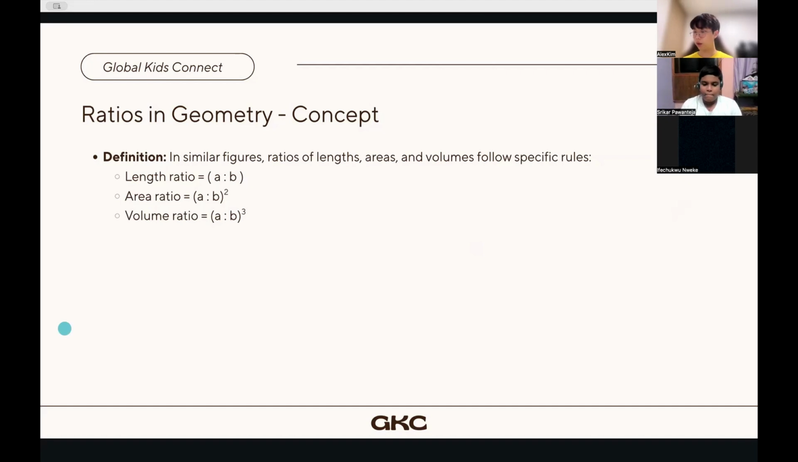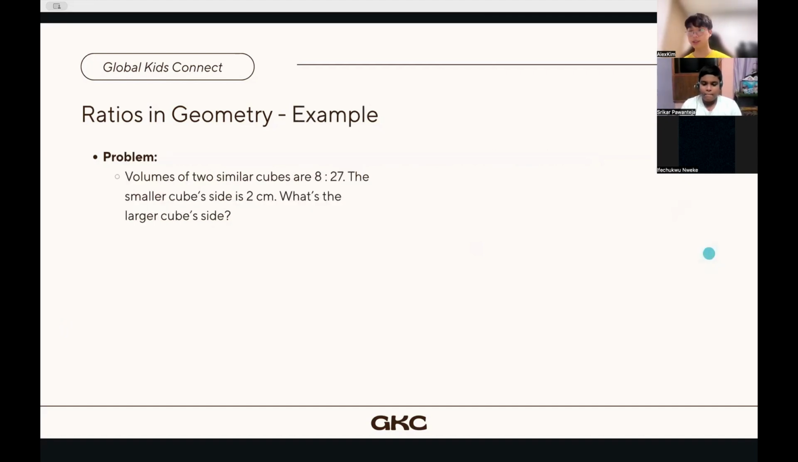And so I think we can take a look at an actual question that utilizes this concept to get a better understanding. Our problem states: volumes of two similar cubes are 8 to 27. The smaller cube side is 2. What is the larger cube's side?